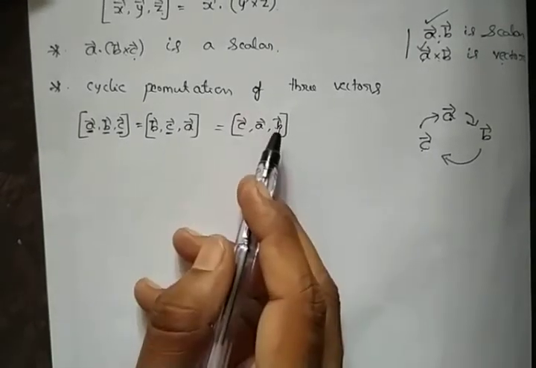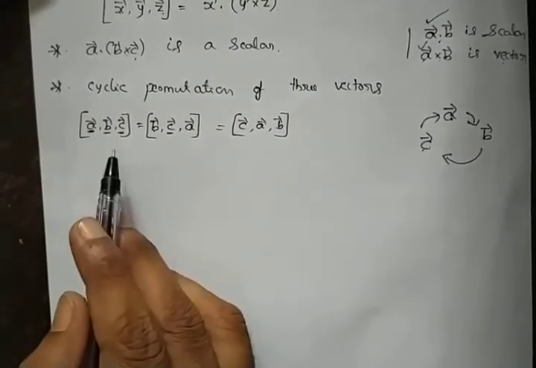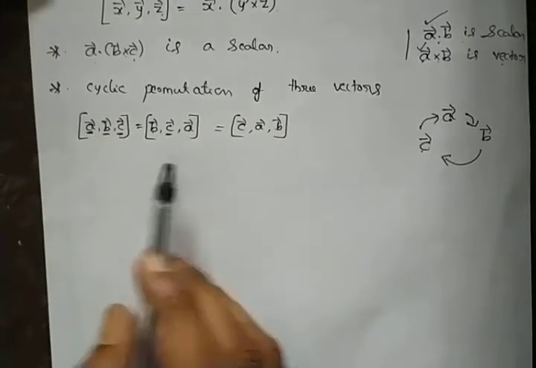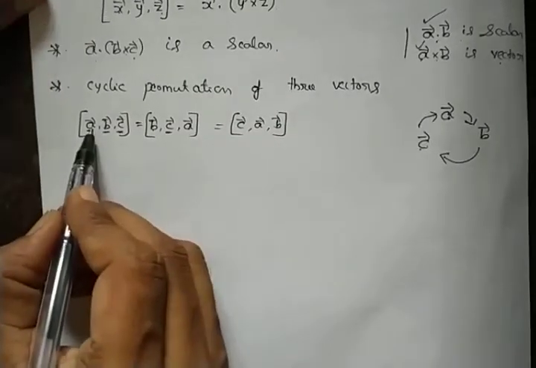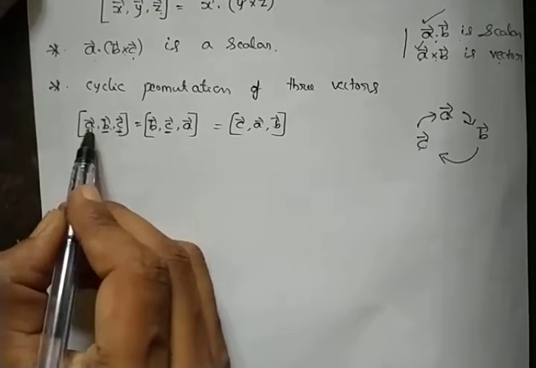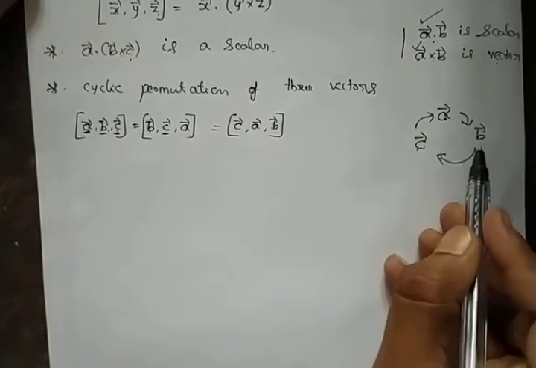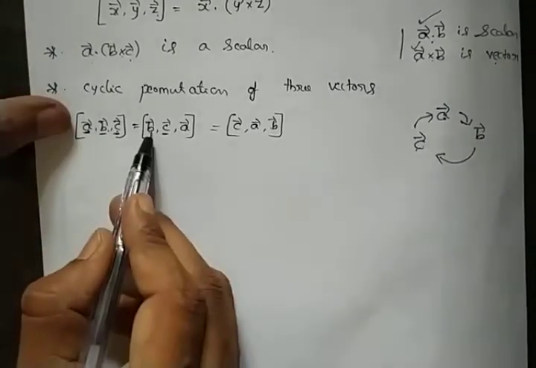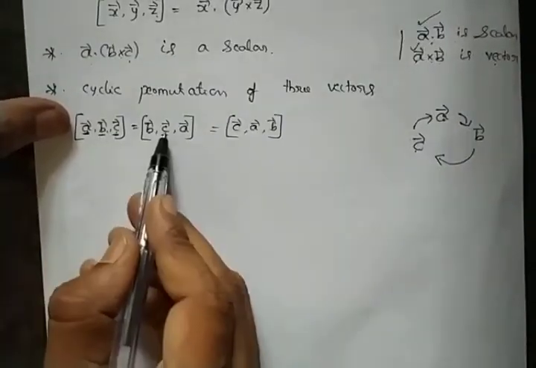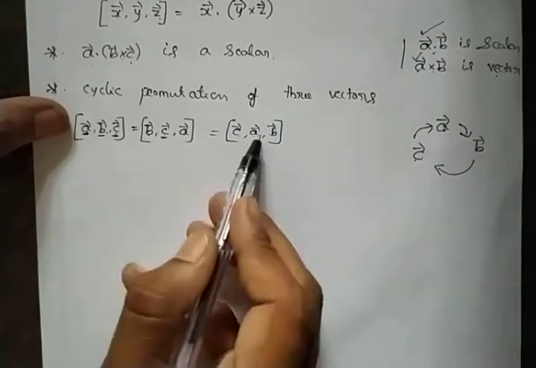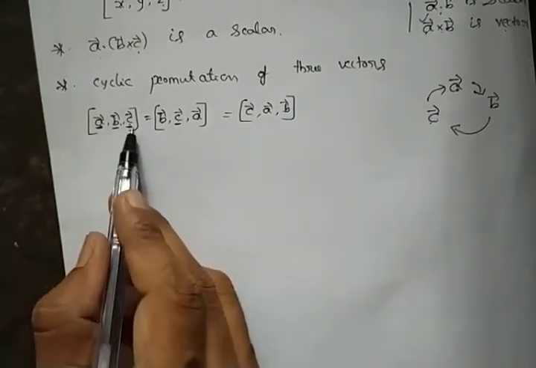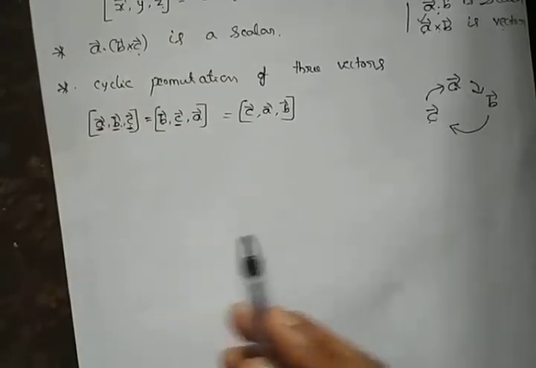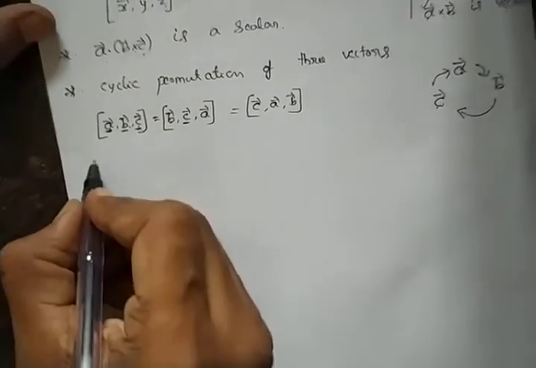Cyclic permutation of three vectors does not change the value of the scalar triple product. Hence, it is cyclic permutation. In place of A, first we have the scalar triple product A, B, C. In place of A, B. In place of B, C. In place of C, A. Again A, B, C. Next B, C, A. Next C, A, B. Hence A, B, C can also be written as B, C, A or C, A, B.